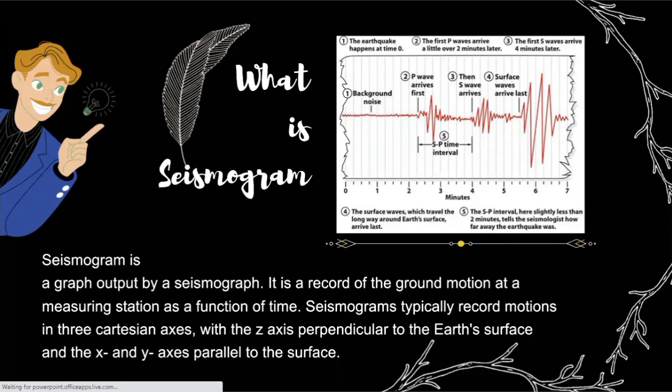The first is the background noise. Next, the P waves arrive first, then the S waves arrive, then fourth, the surface waves arrive last, and fifth would be the S to P time interval. So how would it show us?